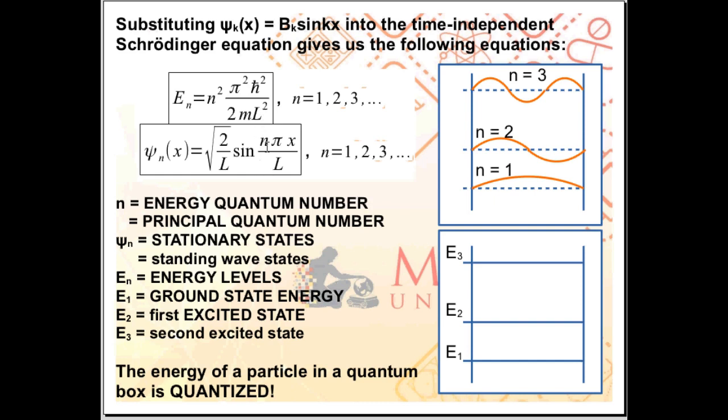From these two equations, we see that the energy of a particle confined inside a box is quantized. The energy is simply limited to E1, E2, E3, E4, and so on. We have the naming convention for the different so-called energy levels of our particle in a box. The lowest energy level, n is equal to 1, E1, is referred to as the ground state energy of the particle. E2 is the first excited state. E3 is the second excited state. E4 is the third excited state, and so on.